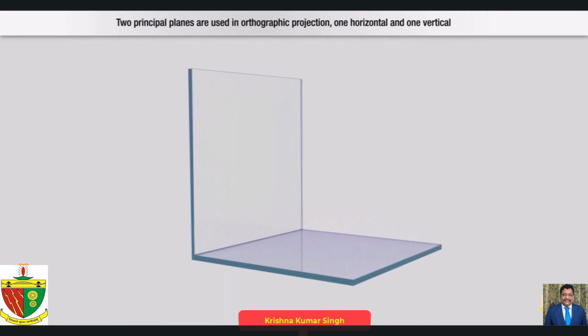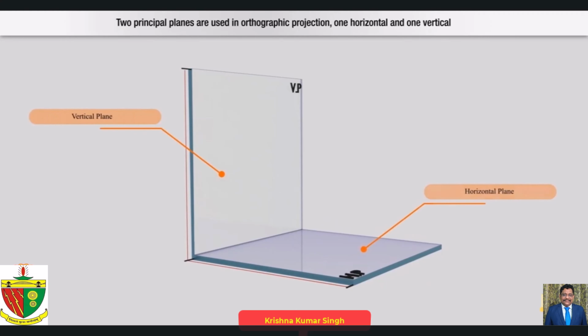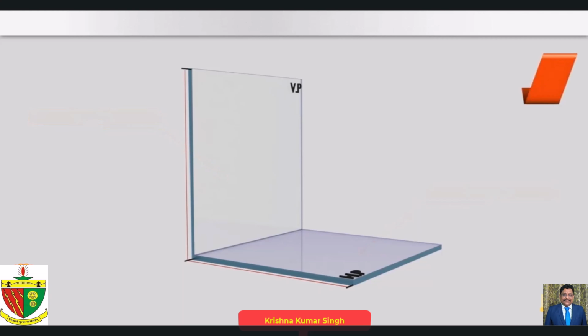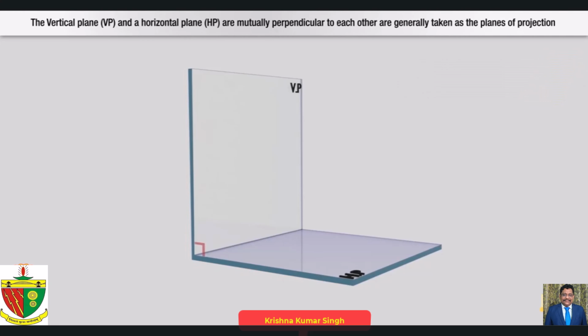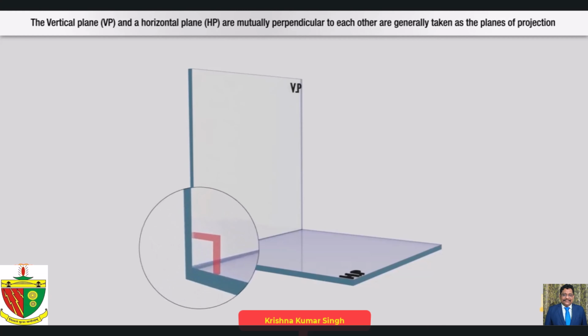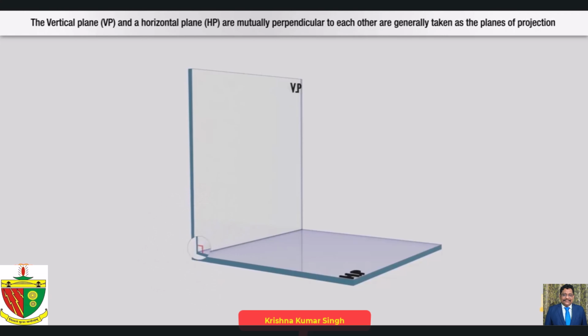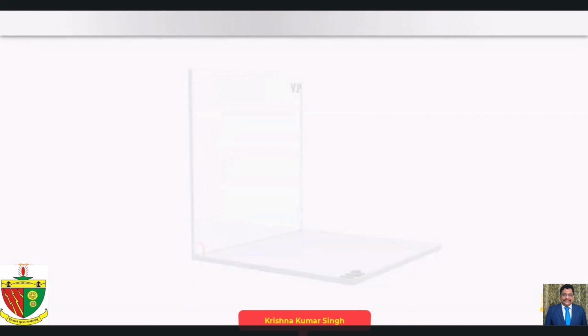2 principal planes are used in orthographic projection, one horizontal and one vertical. Note, collectively, these 2 planes are called the planes of reference. The vertical plane, that is VP, and the horizontal plane, that is HP, are mutually perpendicular to each other, and are generally taken as the plane of projection.